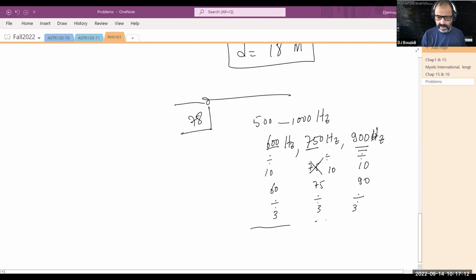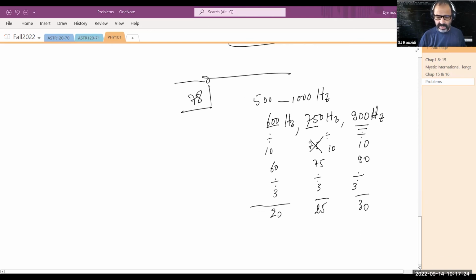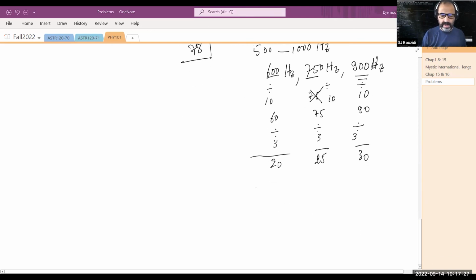which is also a common divisor of all of these numbers. 60 divided by 3 is 20. 75 divided by 3 is 25, I'm sorry. 90 divided by 3 is 30. Now, these numbers also have another common divisor, and that is 5, because any number that ends with a 0 or a 5 can be divided by 5. Since this one ends with 0, it can be divided by 5. Since this number ends with 5, it can be divided by 5. Since this number ends with a 0, it can be divided by 5.